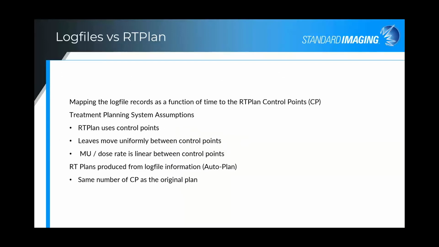So once one understands the information coming from the log files, the next step is to be able to map the log file records to the RT plan control points. And this is a very important step. And depending on your Linac, we have different options for mapping those control points to the log files.